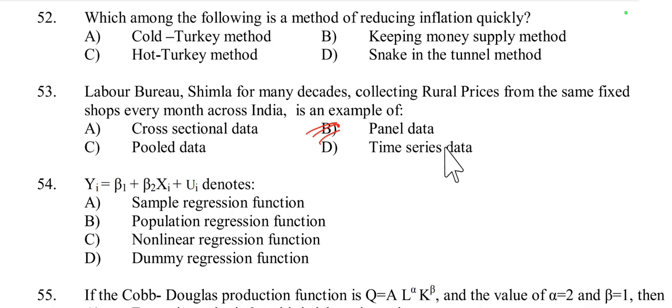So panel data involves repeated observations over time for the same subject, while time series data focuses on the same unit across different time points, and cross-sectional data provides a snapshot at one point of time. So these are the differences between these concepts. So here the right option is panel data.